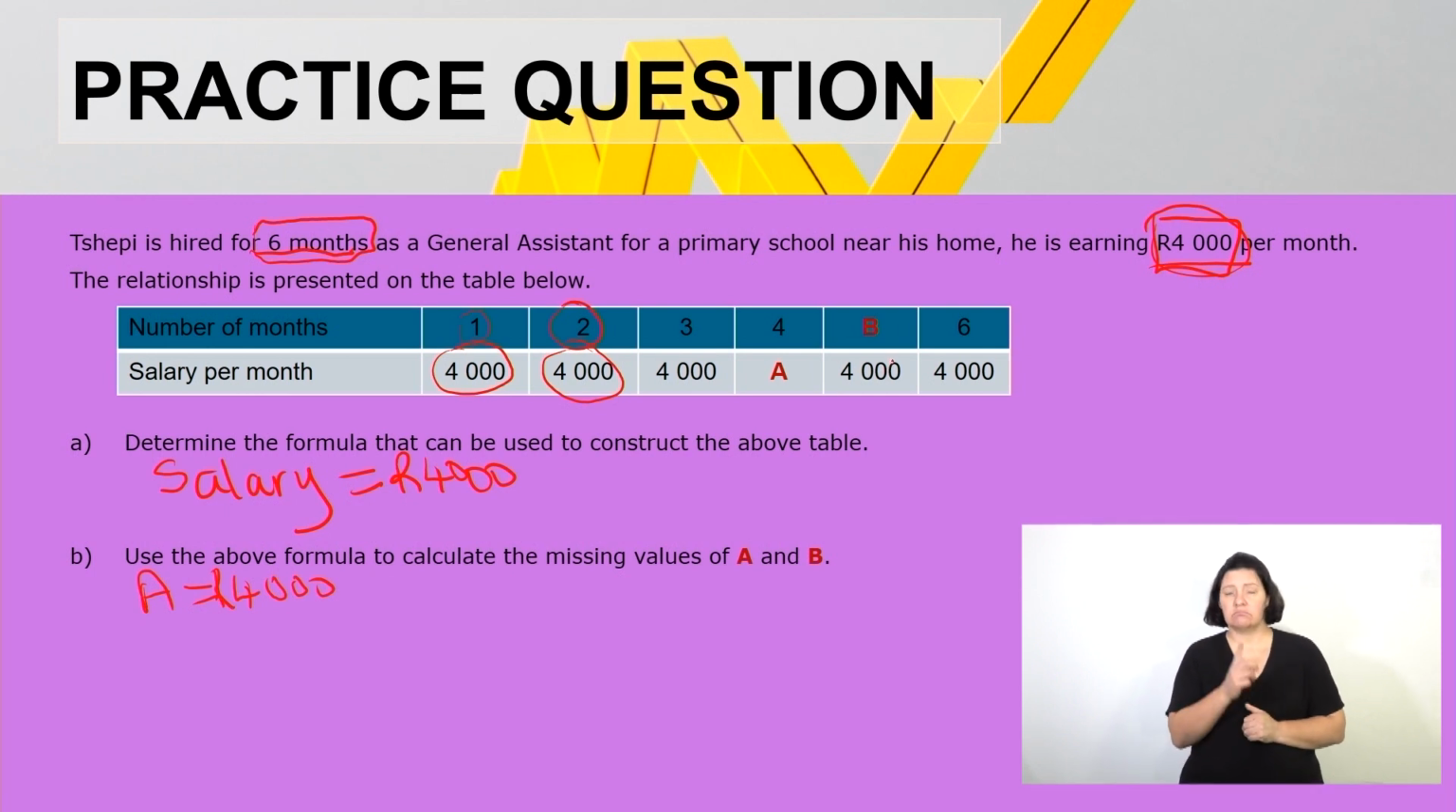If Tshepi gets paid 4,000 rand, in which months will this be? We know that for the next 6 months, Tshepi is going to be paid 4,000 rand. So let's look at the pattern. First month, second, third, fourth. And then we skip this one, we get 6. So it is clear that the value that sits between 4 and 6, our B, will then be the 5th month.